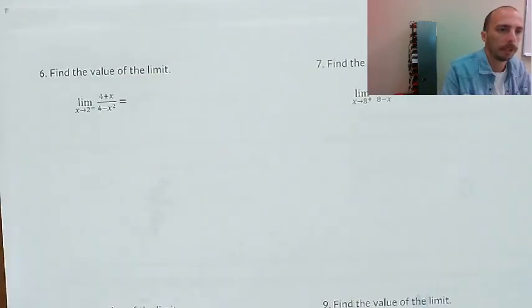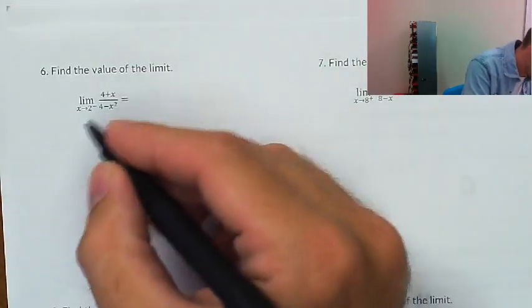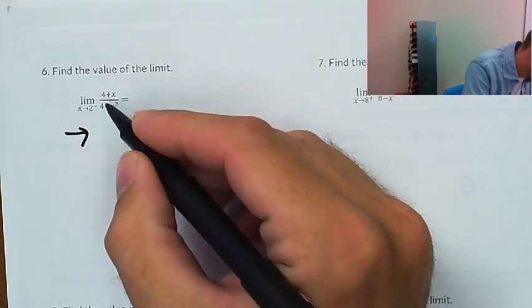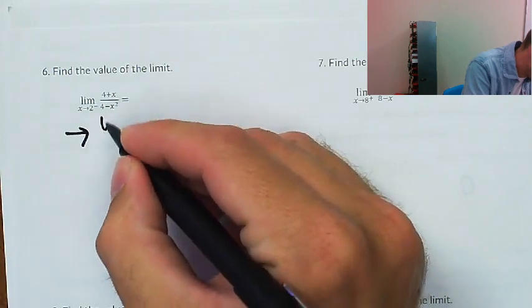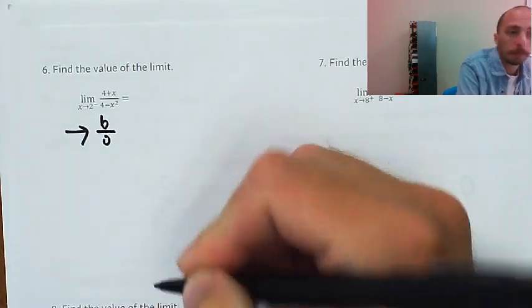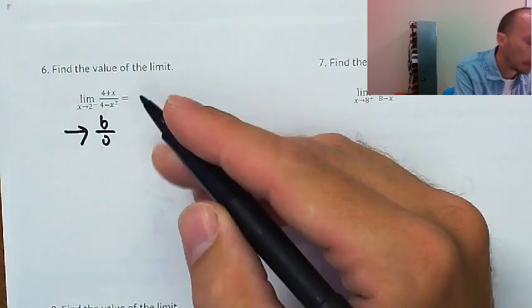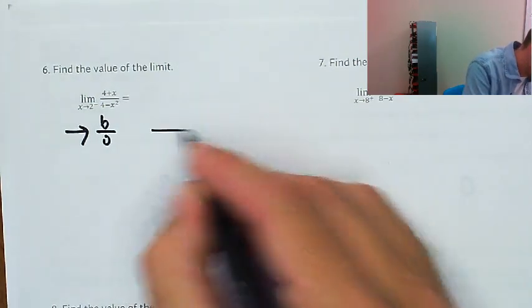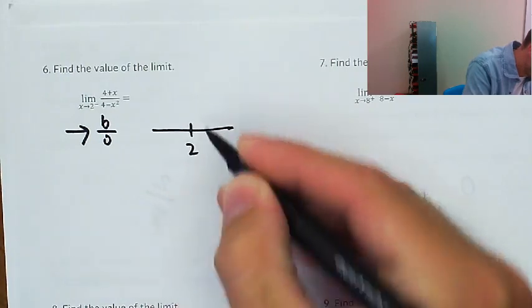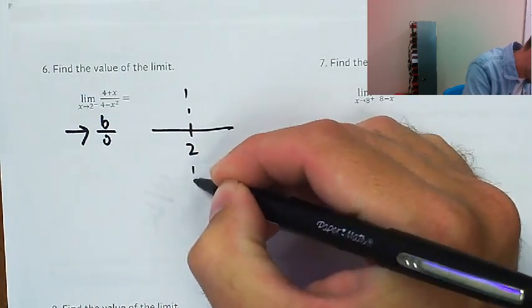I'm going to flip this over. We're going to find the value of the limit. If I try to plug this in, this would go 4 plus 2 is 6 over 0. Okay, so that's bad news. I know that I'm sitting on a vertical asymptote if I have non-zero divided by 0. So I go over here, I kind of draw a little picture.